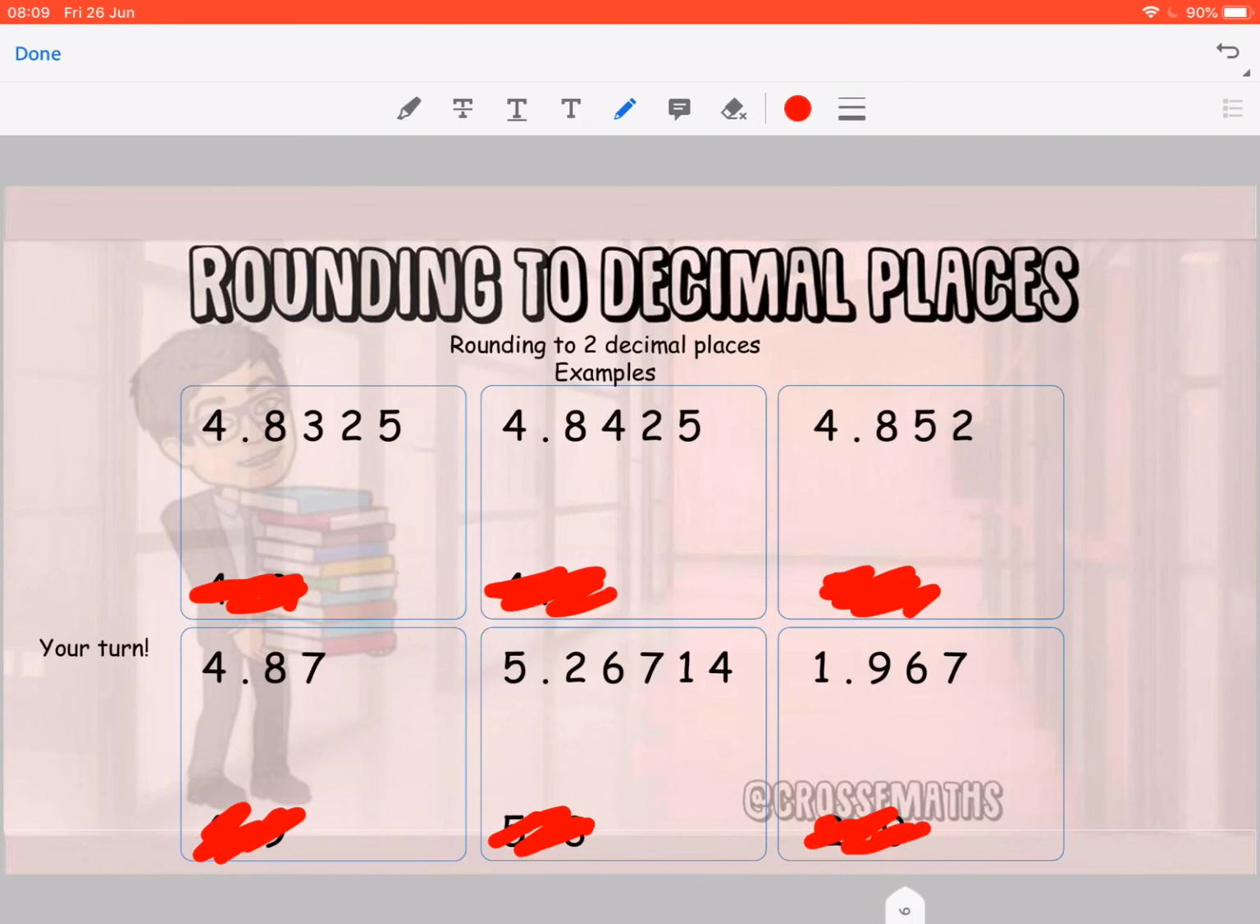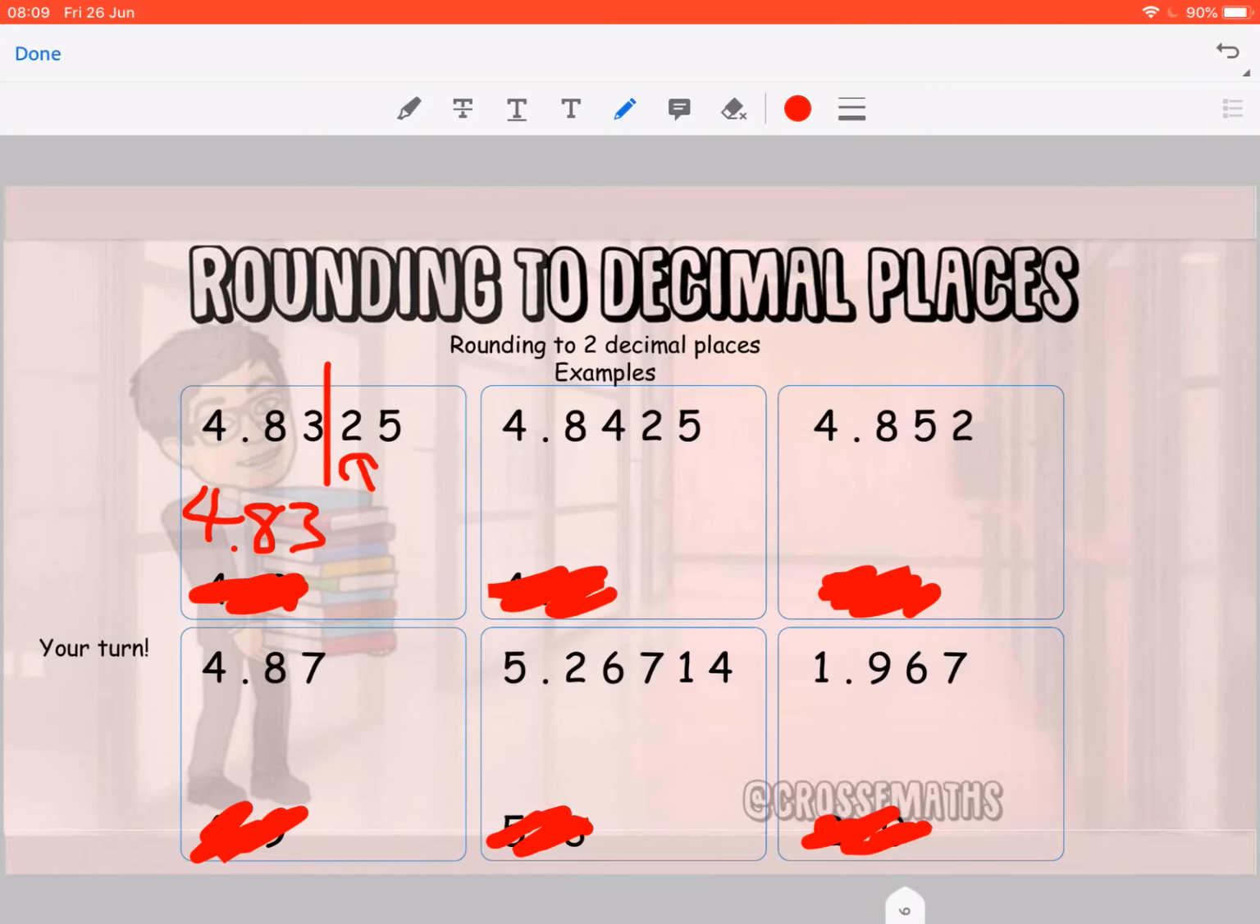First one, and those answers are wrong. Those are the 1 decimal place answers, that's the problem. So count across 1, 2 this time. I count across 1, 2, put my magic line in. Is that 2, 5 or more? No, it's not, so I'm just going to chop it off to leave 4.83.